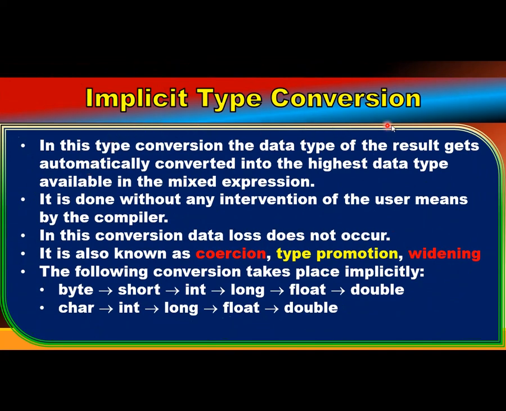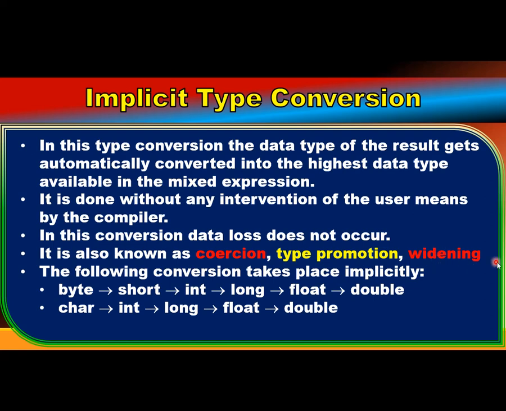So first, implicit type conversion. In this type conversion, the data type of the result gets automatically converted into the highest data type available in the mixed expression, and it is done without any intervention of the user, meaning by the compiler automatically. So implicit type conversion will be done by the compiler, not by the user. And in this conversion, data loss does not occur.